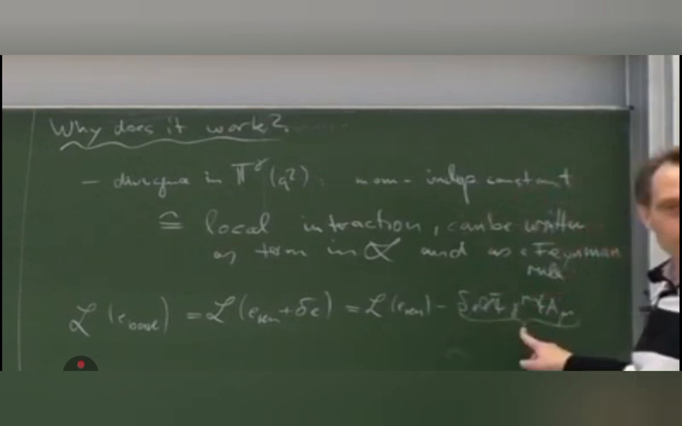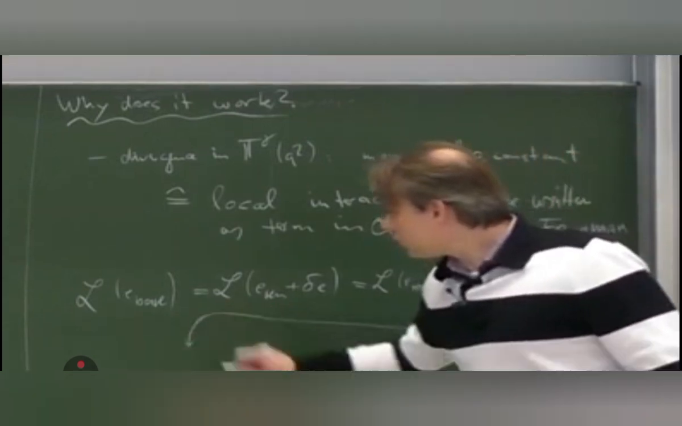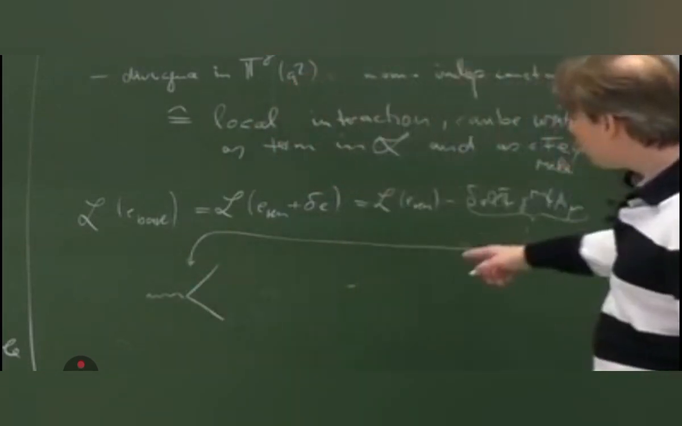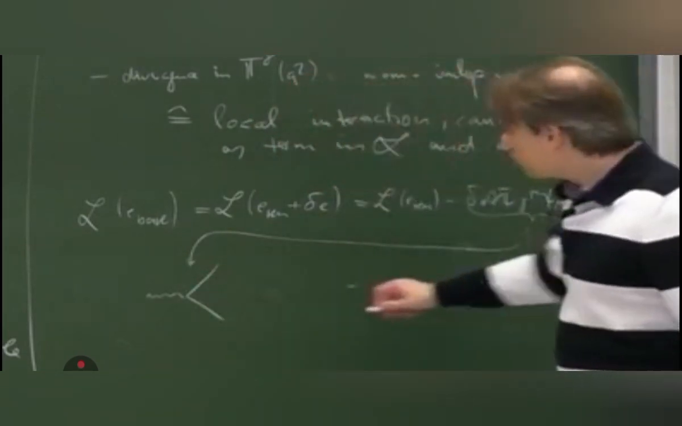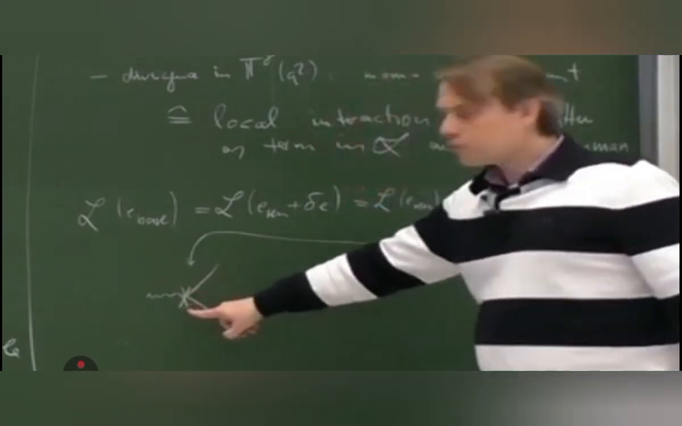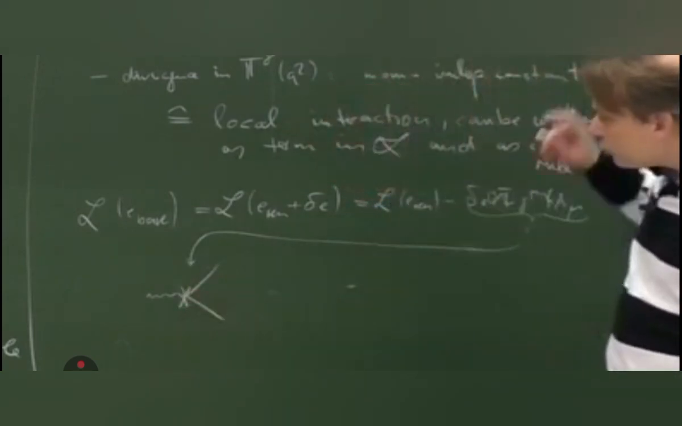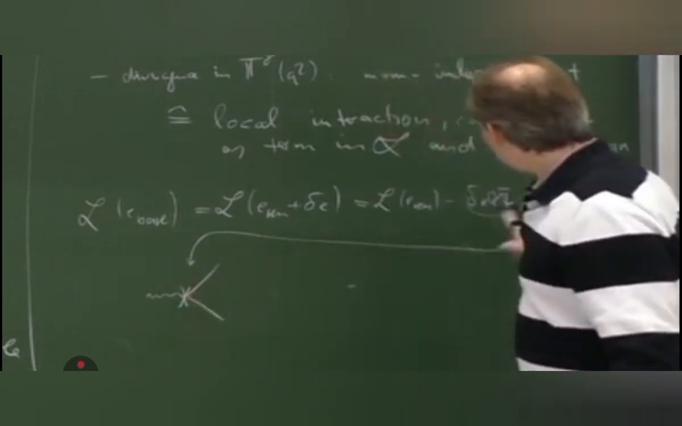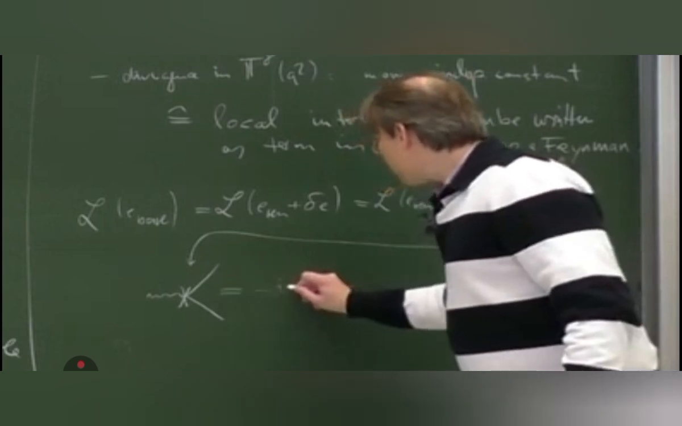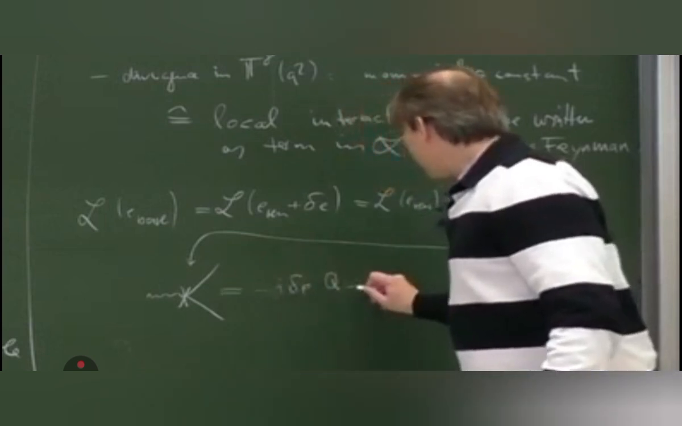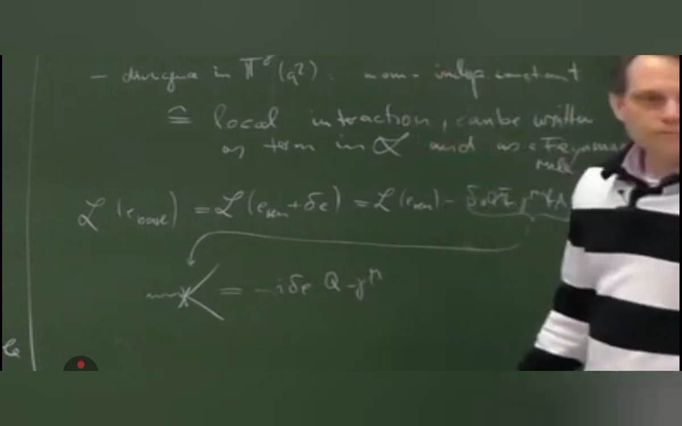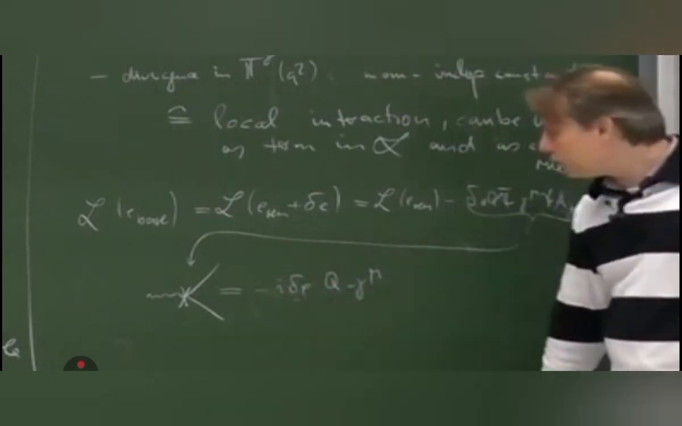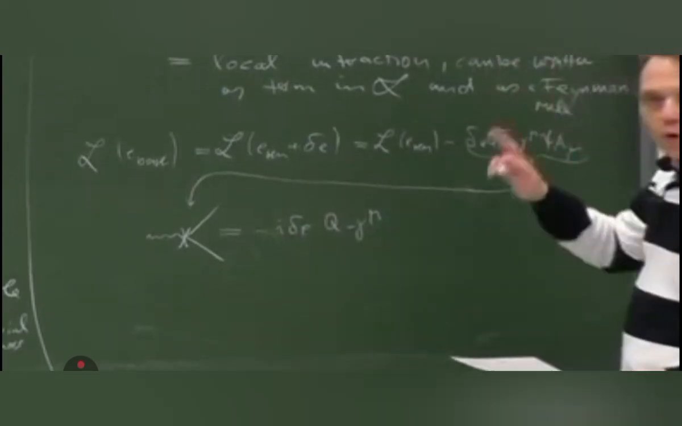And this term gives a Feynman rule. The Feynman rule looks like this. It is the same Feynman rule as we always had, but by convention, such Feynman rules with renormalization constants are called counter-term Feynman rules, and they are signified with such a cross here. So anyway, that gives this Feynman rule, and the value of the Feynman rule is minus i delta e times Q times gamma mu. So it's the same as the normal Feynman rule, but with delta e instead of e. And that is a local interaction.